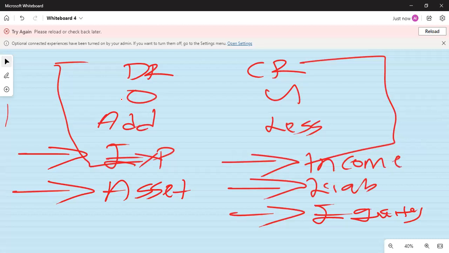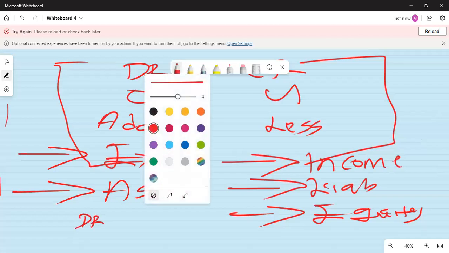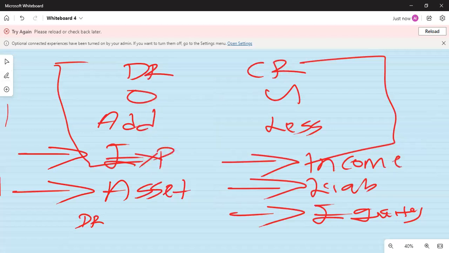Don't forget, if that item is going to be on the debit side of the trial balance, and it is overstated, what should we do? We should add it.